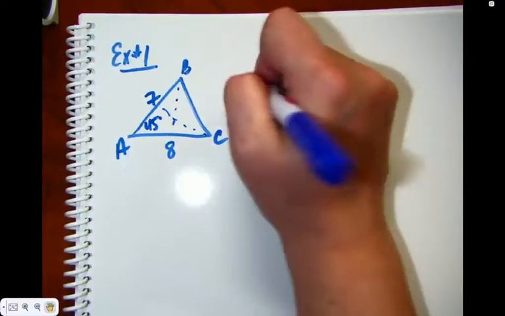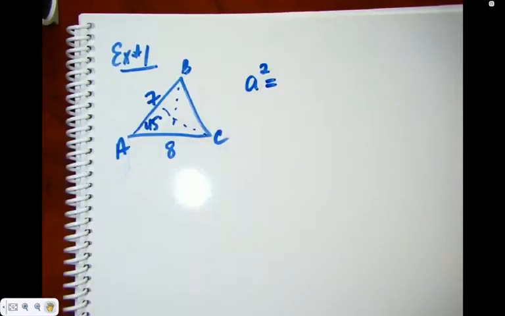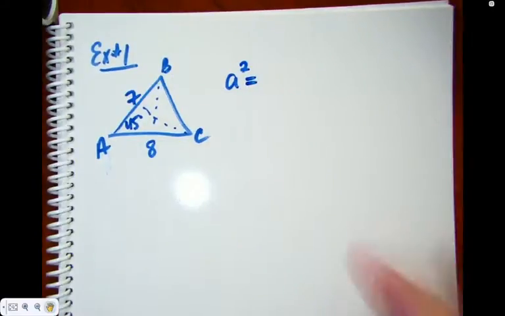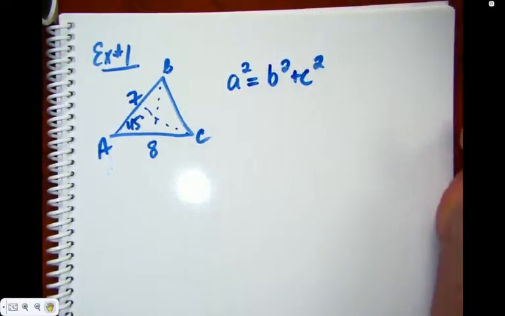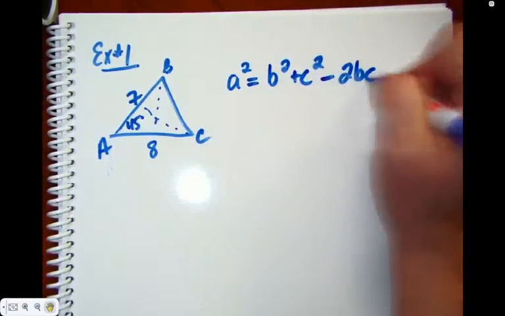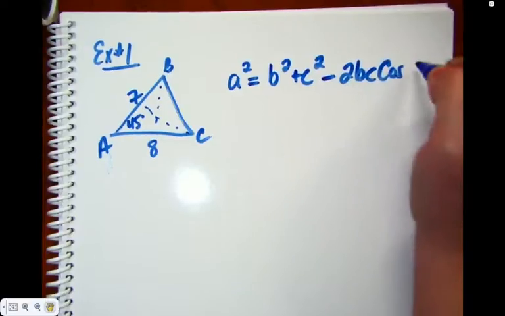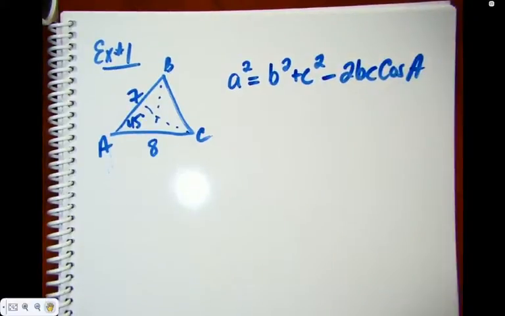We're trying to find A, so we're going to start with A squared equals. Give me the other half of the formula. Perfect. High five to Bryn there. So that's step 2, write down the formula.